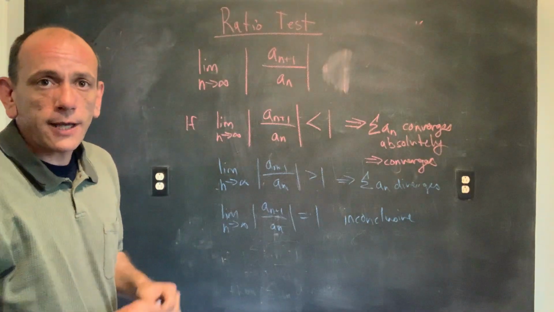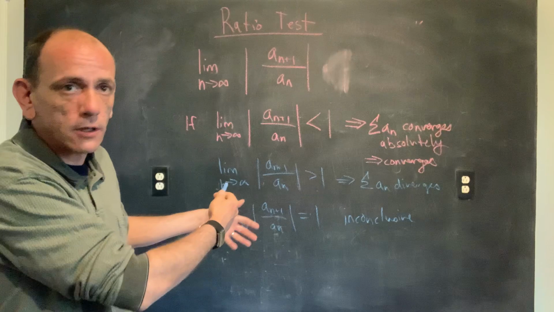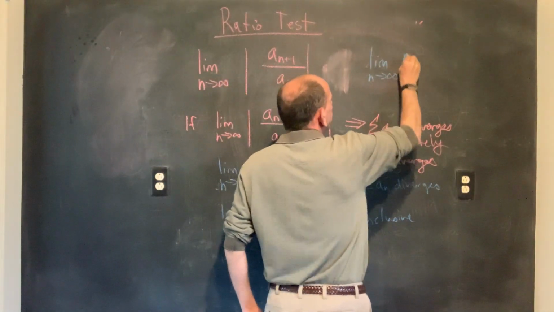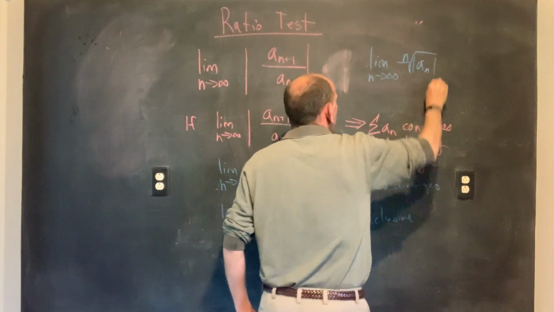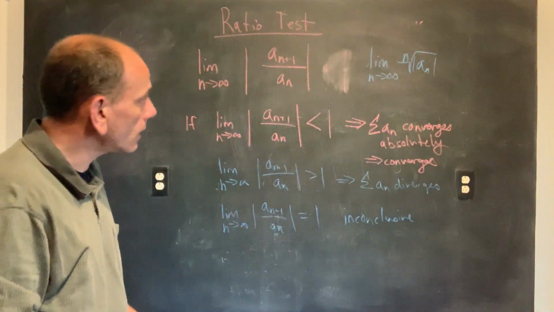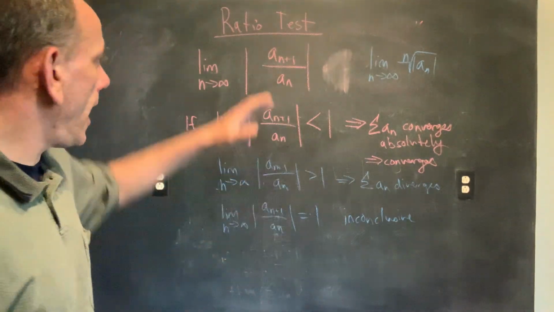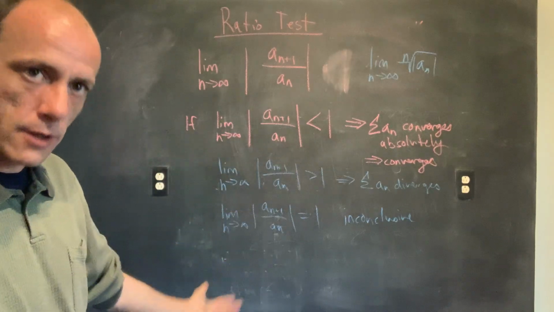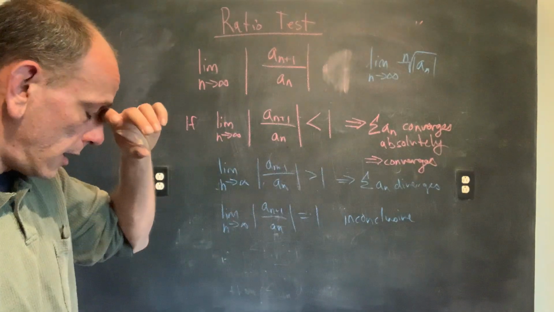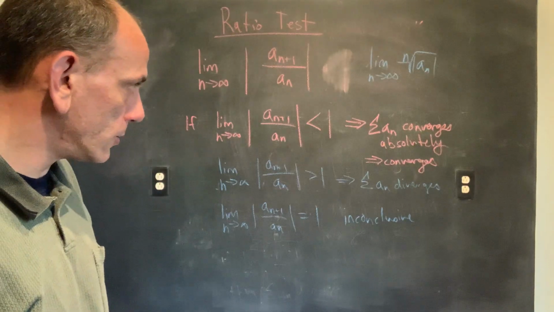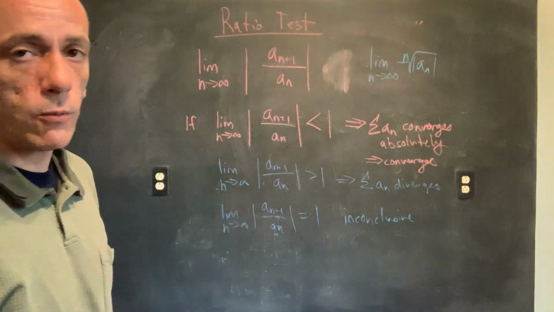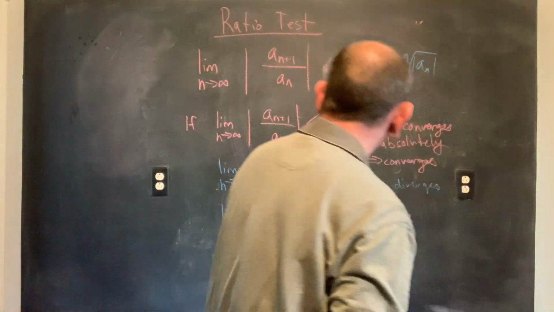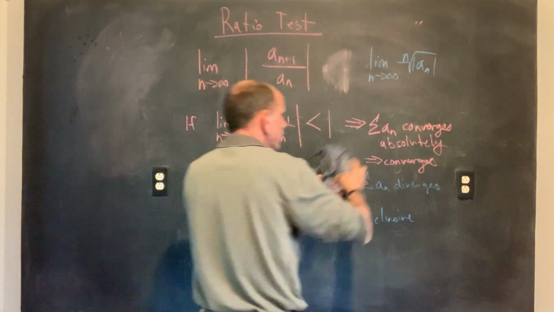The root test has identical criterion to this, except we look at the limit as n goes to infinity of the nth root of the absolute value of a sub n. Absolutely everything else is identical. If it's less than 1, it converges. If it's greater than 1, it diverges. If it's equal to 1, then it's inconclusive. This one, we use when we have nth powers. So let me do a real quick example of that, and then we'll come back to the ratio test.